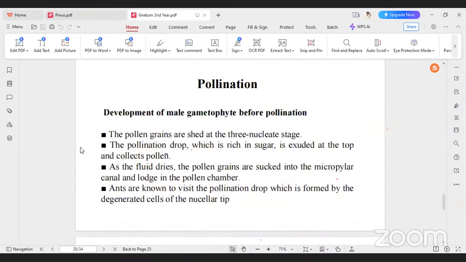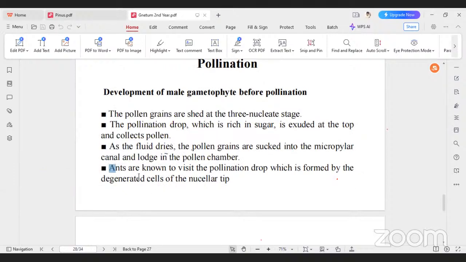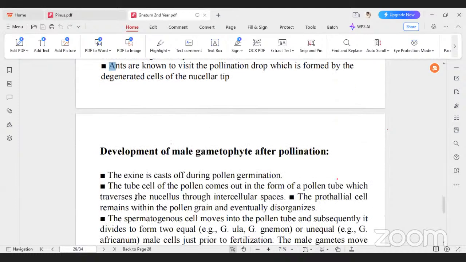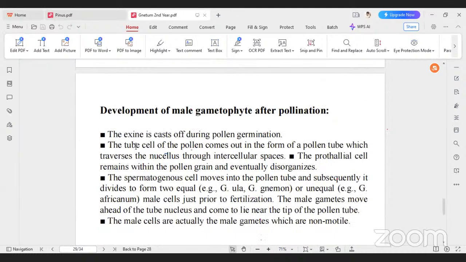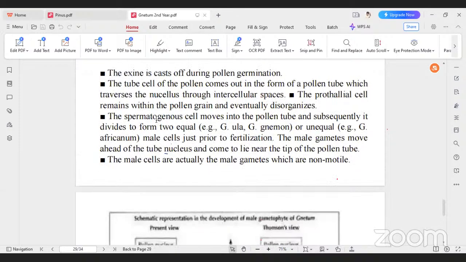Pollination is the transfer of male gametes towards the female gamete. That is wind pollination. Now the pollen grain is shed at the three-celled stage, three nuclear stage. Already told you, when the pollen reaches the female gametophyte or ovule, it settles in the pollination drop, which is rich in sugar and exudes through the top. As the fluid dries, the pollen grain sinks into the micropylar canal and fuses with the female gamete. Already we know the development of the male gametophyte.